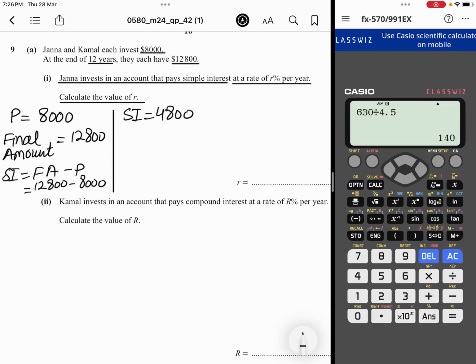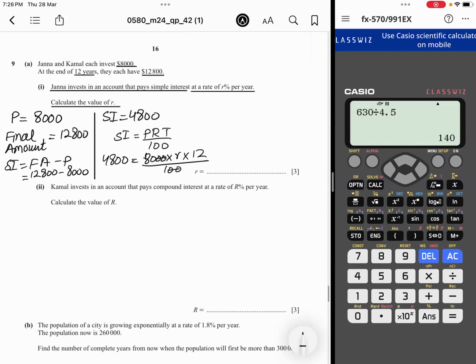So now we need to find R in the formula of simple interest. The formula is simple interest equals PRT divided by 100. So now I have the simple interest, which is 4,800. Principal is 8,000. Rate is unknown. Time is 12 years, divided by 100. So let's cancel these two zeros. So let's find it with some steps. So 4800 is equal to 80 times 12, which is 960, so 960 R.